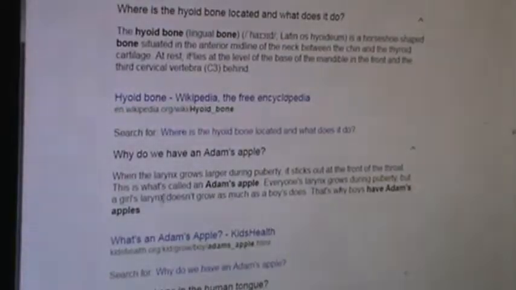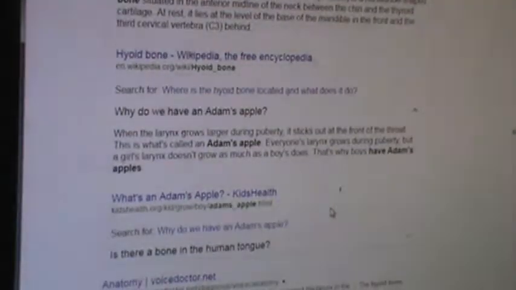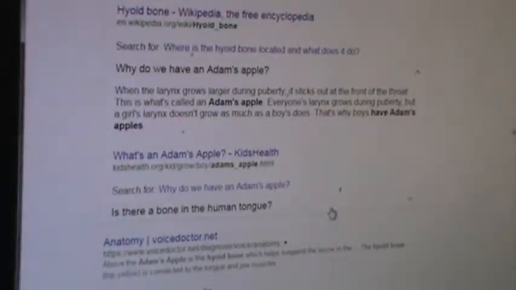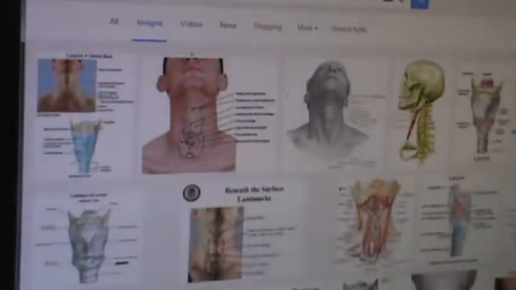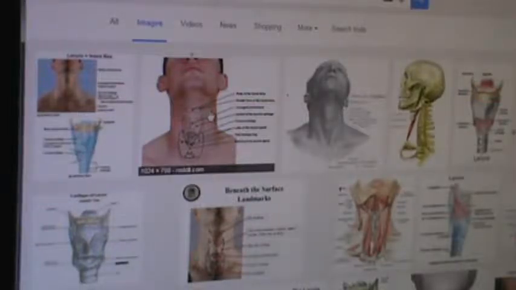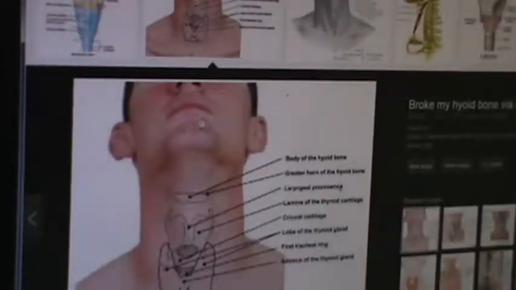Oh yeah, boys have a larger larynx. And so boys have Adam's apples, because of the larynx, the voice box. So men are meant to speak Father loud. Wow. Okay, so we solved the Adam's apple and the hyoid bone. I think we did a good job there. Here's where you'll see it. Yeah, the hyoid bone.